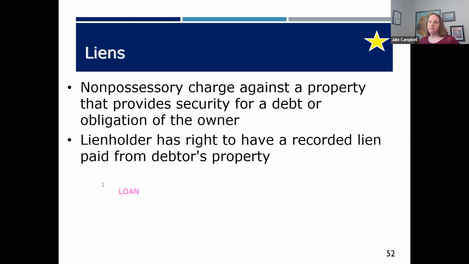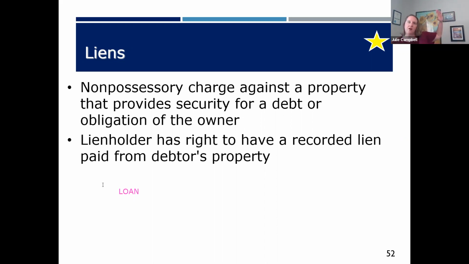What do you owe them? The lien holder has the right to record the lien in an attempt to collect when you sell your property. We're going to talk about recording and lien priority and all that good stuff.